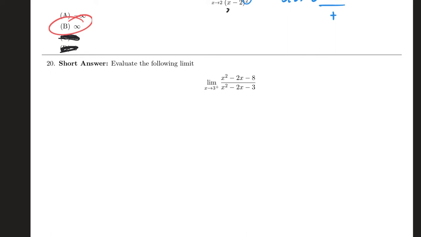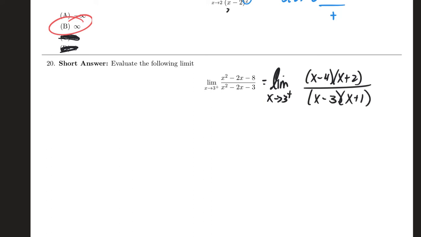All right, this one is really similar to the last one. I try to plug in 3 from the start. I can't. I get an answer that doesn't make sense. I divide by 0. So let's see. I should rewrite this first. And I can factor the top as x minus 4 times x plus 2. I can factor the bottom as x minus 3 times x plus 1. And nothing cancels out. So I know I'm going to get an asymptote.